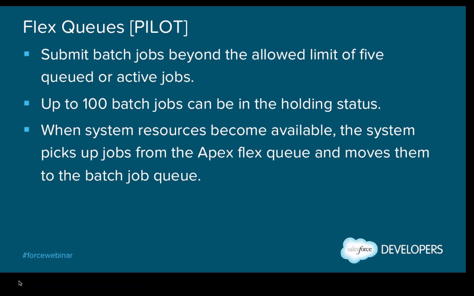Now, the first one is something called Flex Queues, and Flex Queues is going to give developers a lot more flexibility when it comes to controlling their batch jobs. Currently, we have a limitation of 5 active jobs that can be set to a queue. A flex queue is going to give us a totally different bucket, which allows us to add up to 100 batch jobs into that bucket, and they're going to be set into a holding status. Then as system resources become available, we'll pull them out of that holding status and put them into the active queue for you.